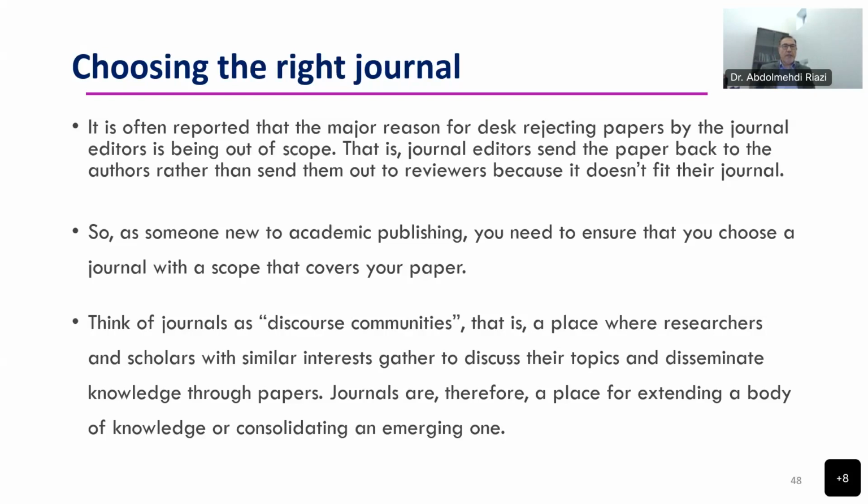So as someone new to academic publishing, you need to ensure that you choose a journal with a scope that covers your paper, and we will find out how that's possible. The other point is that you should think of journals as discourse communities. In defining discourse community, John Swales, whom I referred to yesterday, says that a discourse community is a community of like-minded people, a group of people who are interested in the same area of research.